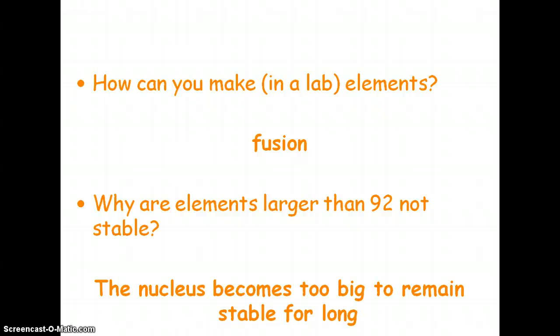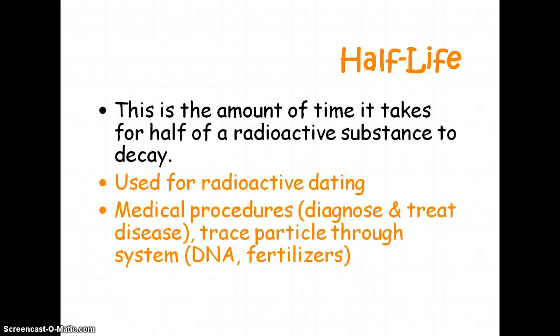Why are elements larger than 92 not stable? Because the nucleus becomes too big to remain stable for too long, okay? So once you get that big, the protons are pushing away from each other, and that strong nuclear force is not enough to hold the whole nucleus together anymore.